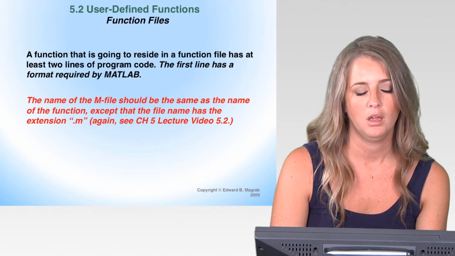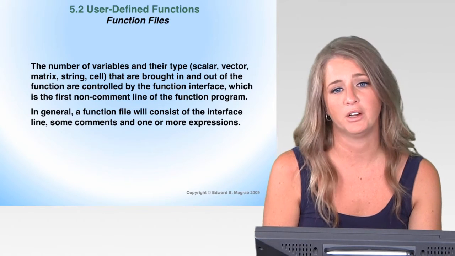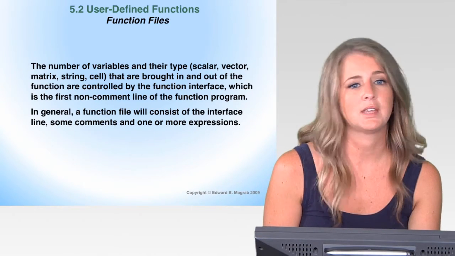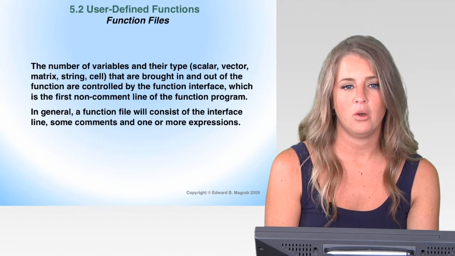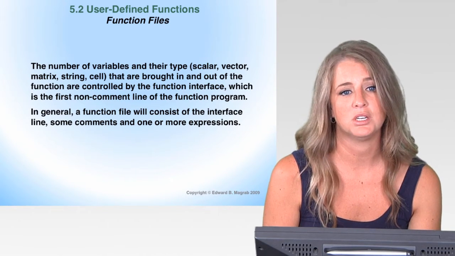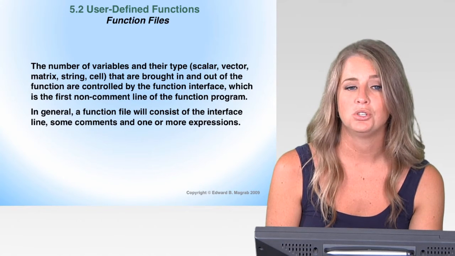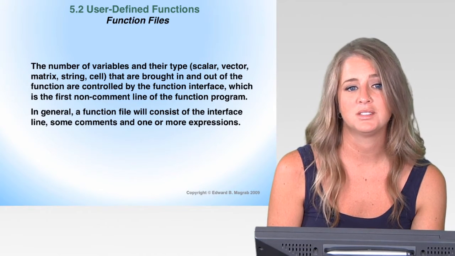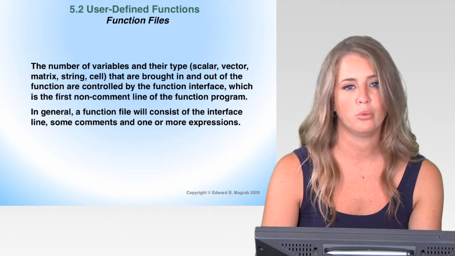So with function files, the number of variables and their type, meaning scalar, vector, matrix, string, or cell, are brought in and out of the function and are controlled by the function interface, which is the first non-comment line of the function program. In general, a function file will consist of the interface line, some comments, and one or more expressions.